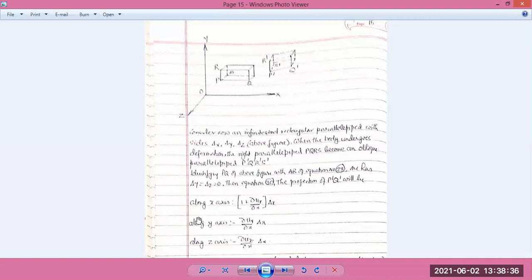So in the equation I've just told you, all these delta y, delta z will become 0. Along the x-axis it will be 1 plus delta ux by delta x times delta x. Along the y-axis it becomes delta uy by delta x times delta x, and along the z-axis it becomes delta uz by delta x times delta x, from this equation itself.